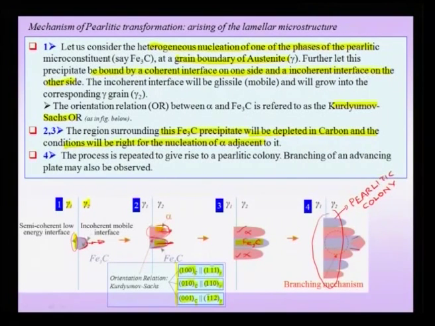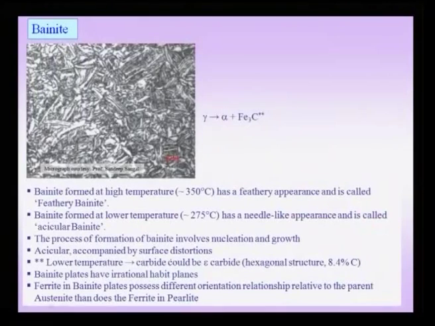And we also noted that the alpha and Fe3C are not randomly oriented, but there is a fixed orientation relationship, typically given by the Kurjumov-Sachs relationship, which has been listed here below. That means there is a crystallographic orientation relationship between my alpha and Fe3C. So, we have a brief idea of how the pearlitic transformation takes place by heterogeneous nucleation at the gamma 1, gamma 2 boundaries, and especially the role of the coherency of the interface in such a growth process.